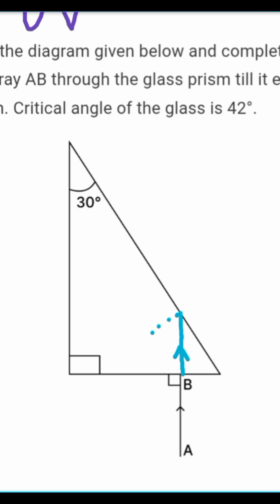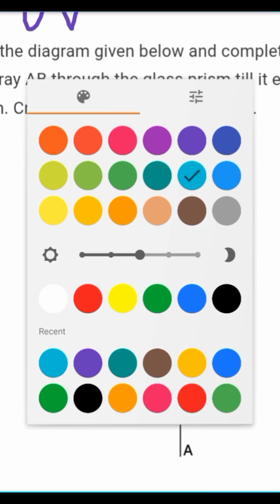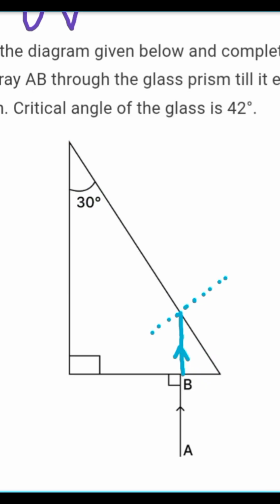Now let us make the normal on this surface. Now if this is 90 degree, this should also be 90 degree, and if this is 30 degree, this angle should be 60 degree. So obviously this particular angle should be 30 degree, isn't it? And if this is 30 degree, then this angle should be 60 degree, right? The critical angle of glass is 42 degree, but this angle is 60 degree, which means the angle is more than the critical angle for the given pair of media.